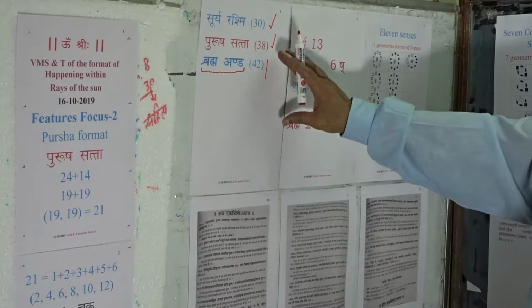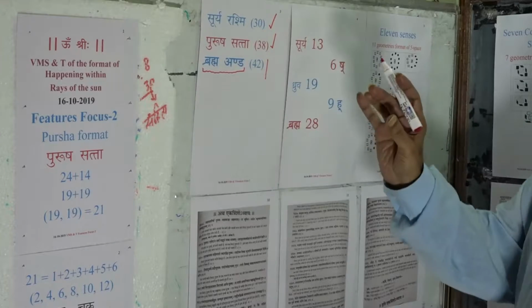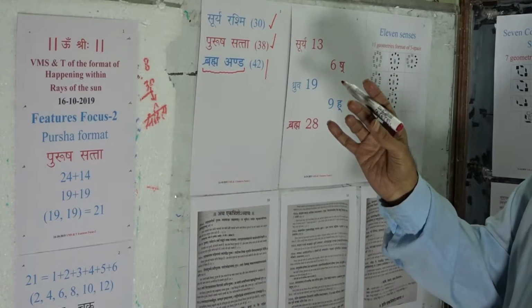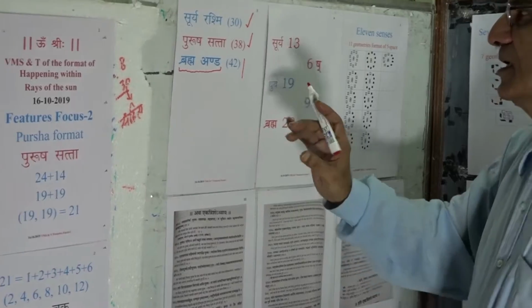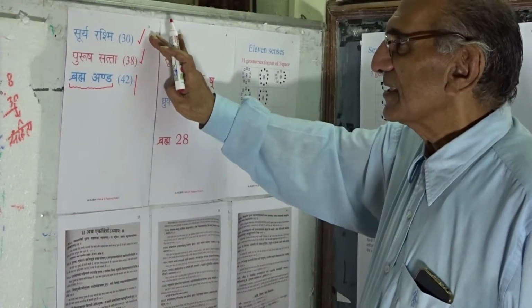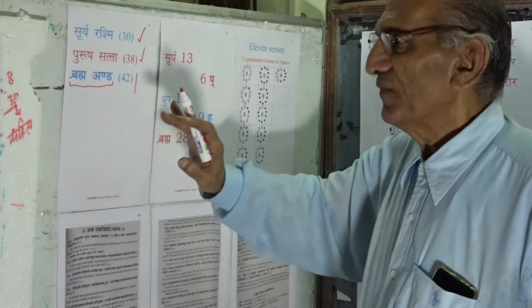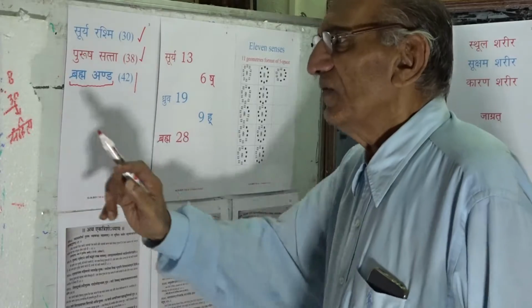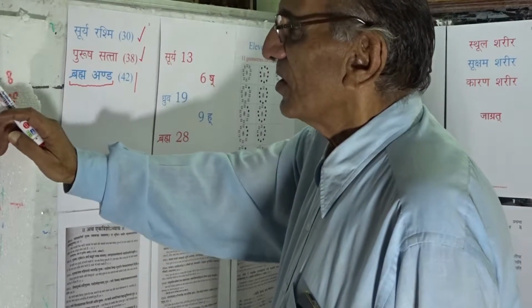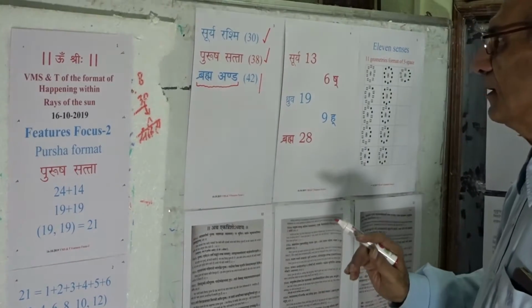These are the three basic features sources. We have to focus upon these triple sources to be face to face with the VMS&T format parallel to happening within rays of the sun.